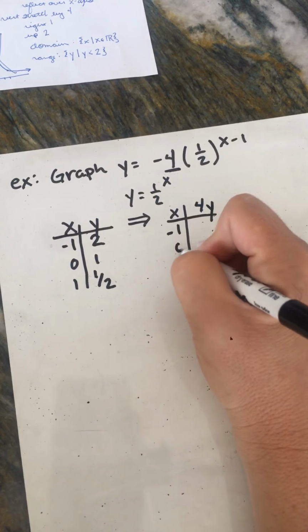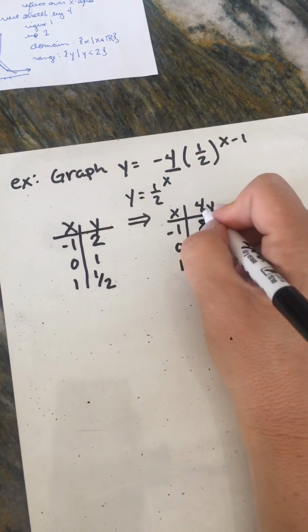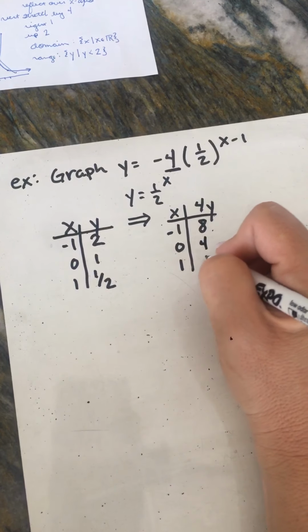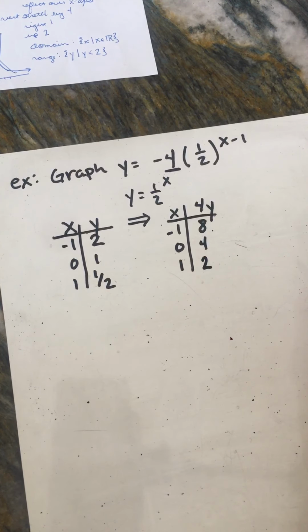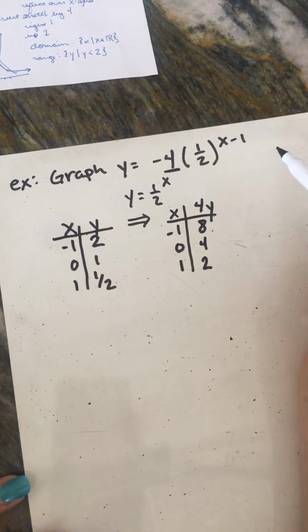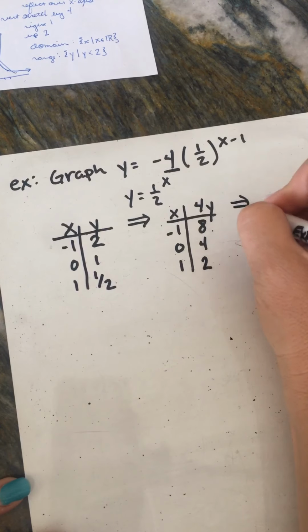So I had -1, 0, and 1. Now I've got 8, 2 times 4. 1 times 4 is 4. 1/2 times 4 is 2. So that's my stretch. All right, this negative sign reflects it, right? So what was once a positive x is now a negative x, and what was once a negative x is a positive x. So let's go ahead and do that.